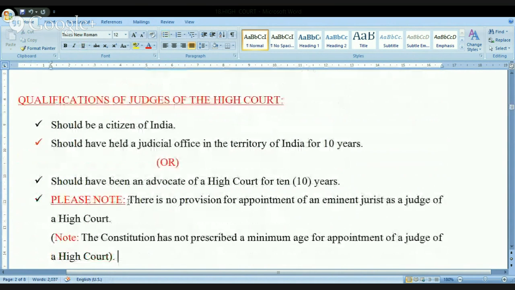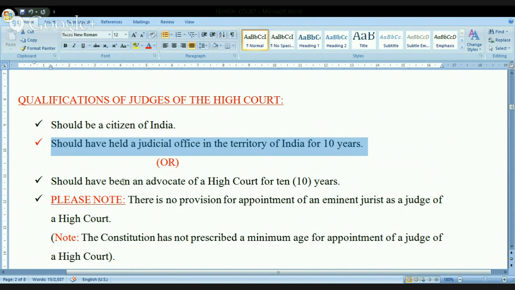Qualifications of the judges of the High Court. We have seen in the previous class regarding the Supreme Court judges. When it comes to High Court judges, similar points. Must be a citizen of India, number one. Should have held a judicial office in the territory of India for 10 years. Meaning, anybody who worked as a judge in any court at the district level can be appointed as a judge of the High Court, or should have been an advocate of a High Court for 10 years.